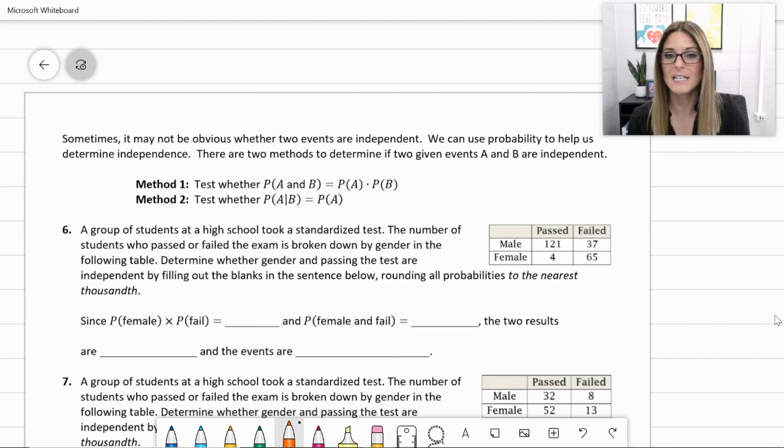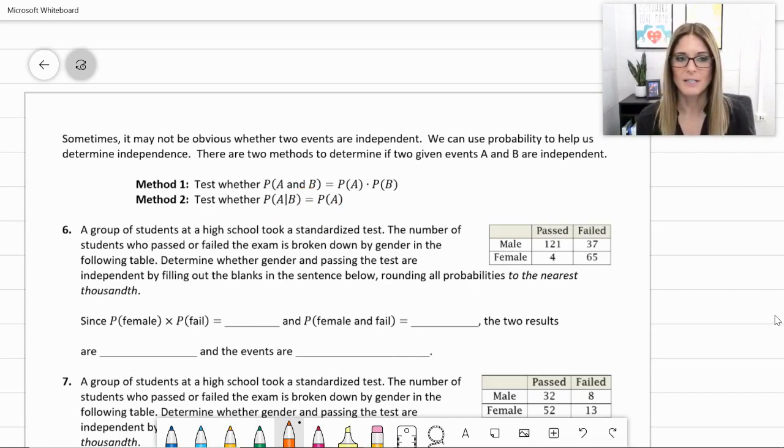So method 1 is to test whether the probability of A and B is equal to the probability of A times the probability of B. So if you compute those and they are the same, then events A and B are independent. The second method is to test whether the conditional probability of A given B is equal to the probability of just A. So again, you can compute both probabilities and see if they are the exact same value. And if they are, then events A and B are independent. Notice in the conditional, you're comparing the probability of A given B to just the probability of A.